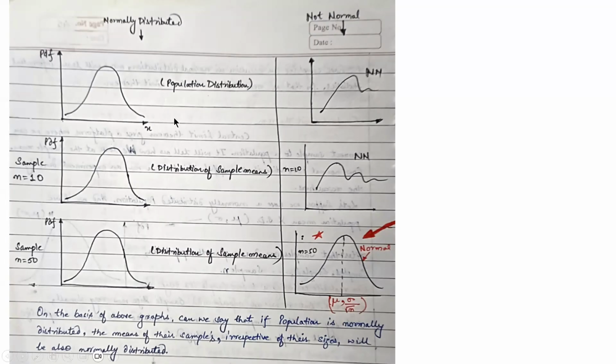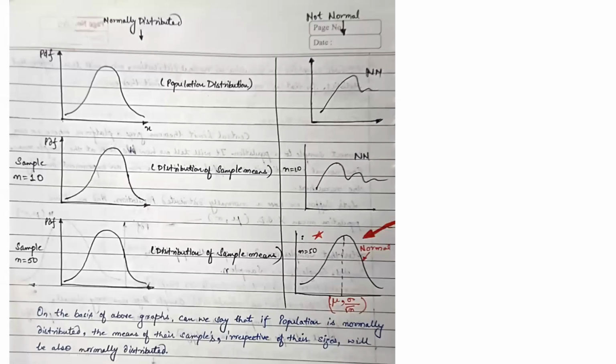Now they ran another experiment. They took a population which is not normally distributed. Then they took different samples, and the sample size was 10. In that case, the distribution of sample means was also not normally distributed.